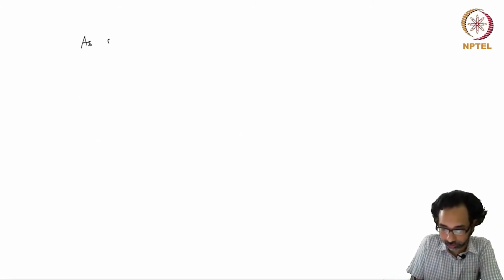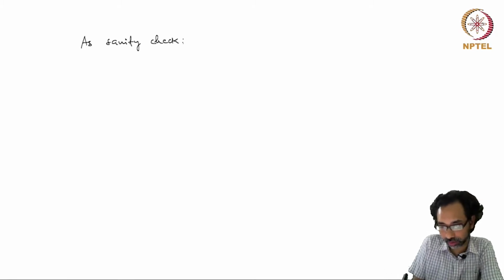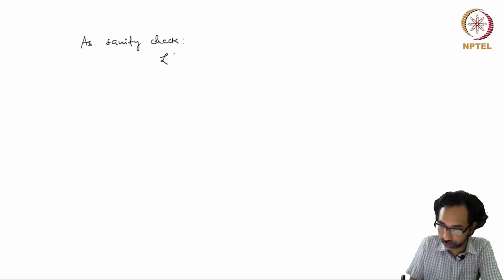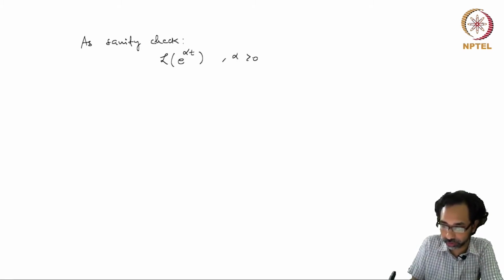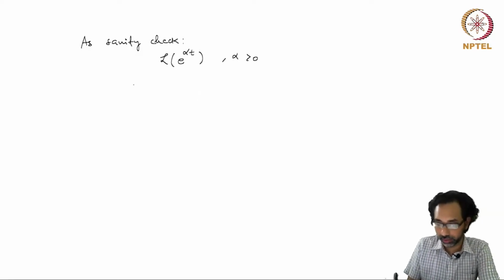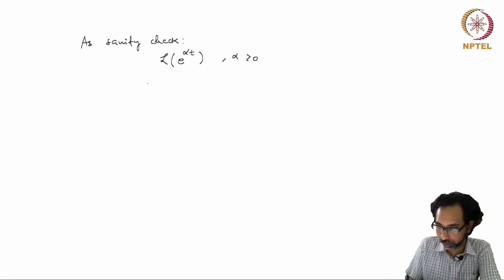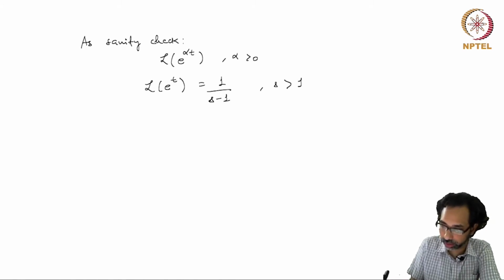Okay. Now as a sanity check, we try to compute the Laplace transform of e to the power alpha t for some positive alpha. Then we know that the Laplace transform of e to the power t is given by 1 over s minus 1 for s greater than 1, right?